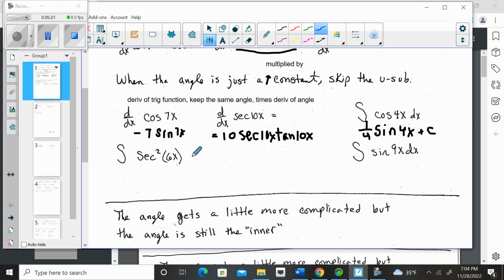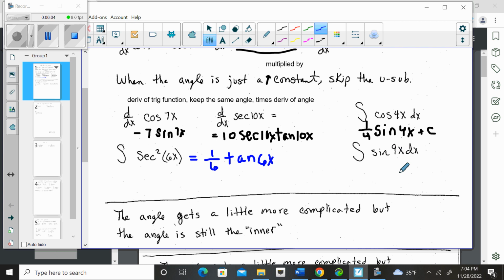Okay, and if you're back, the function whose derivative is secant squared is tangent. And so what happens with the 6 is we get 1/6 tangent 6x. Okay, so see how the angle never changes. The trig function changes, right? Because we find the derivative of, or the antiderivative, and the constant comes out in front when it's derivative. The reciprocal of the constant is in front when it's antiderivative.